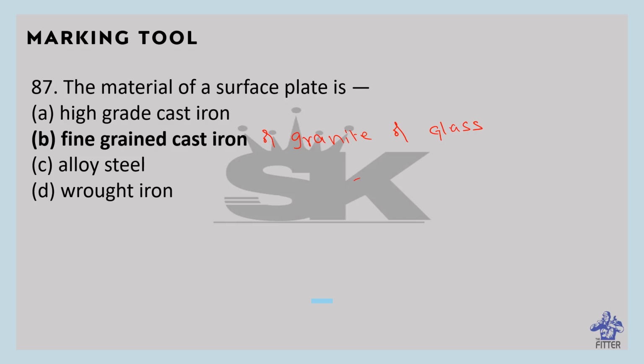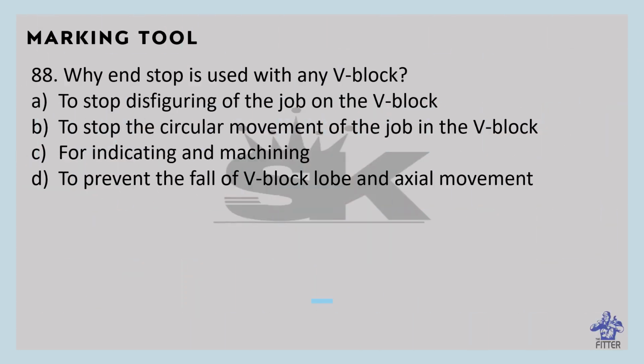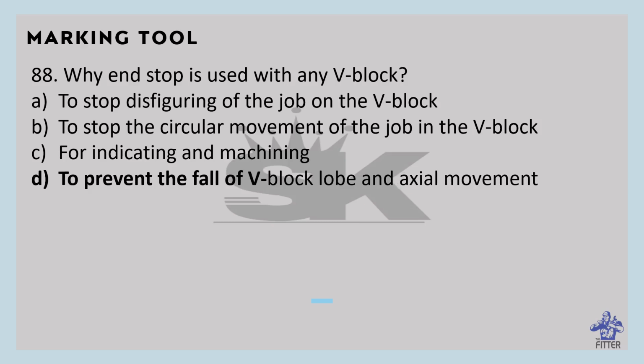Why is an end stop used with a V block? To prevent the fall of the V block load and axial movement. That is option D. And the U clamps are used to fix the job tightly in the V block for machining purposes.